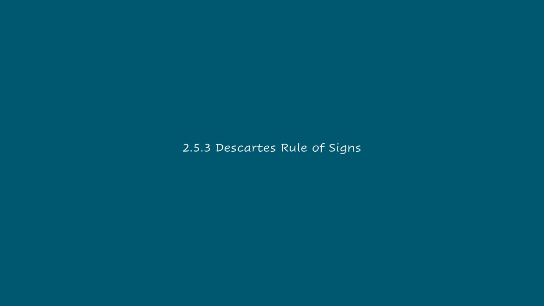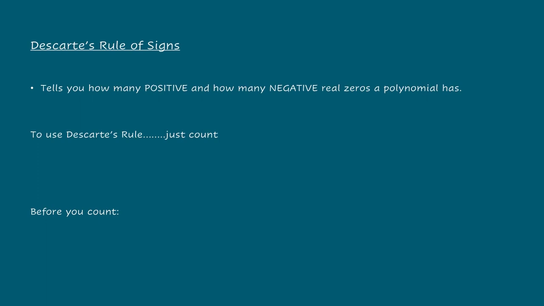In this lesson, we're going to look at Descartes' rule of signs. Descartes' rule of signs tells us how many positive and how many negative real zeros a polynomial has. To use Descartes' rule, just count the number of times the sign changes between each coefficient in a polynomial.